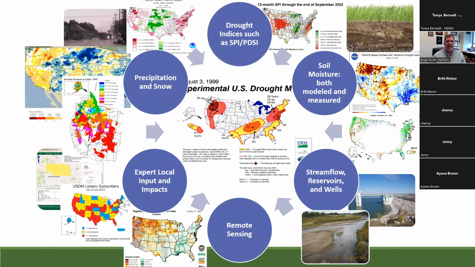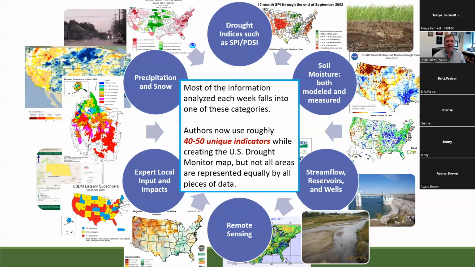So when we start looking at the data that goes into the Drought Monitor, there's a lot of information. So anything from drought indices to different types of soil moisture products, to hydrology data with stream flows, reservoirs, and wells, remotely sensed data, precipitation and snow again is a big one, as well as expert local input. Most of the information we analyze each week falls into one of these categories. And roughly we go over 40 to 50 unique indicators every week. And many of those have different timescales that are associated with them as well. So even that number is much larger than just those unique pieces of data.